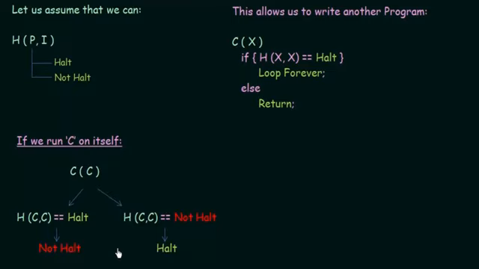We cannot have a machine or a program H which will tell us that a program will either halt or not halt. So this shows us by contradiction that the halting problem is undecidable. That means we cannot design a machine which will take a program and say that the program will always halt or will not halt. So this proves the undecidability of the halting problem. So this is how you prove that the halting problem is undecidable.